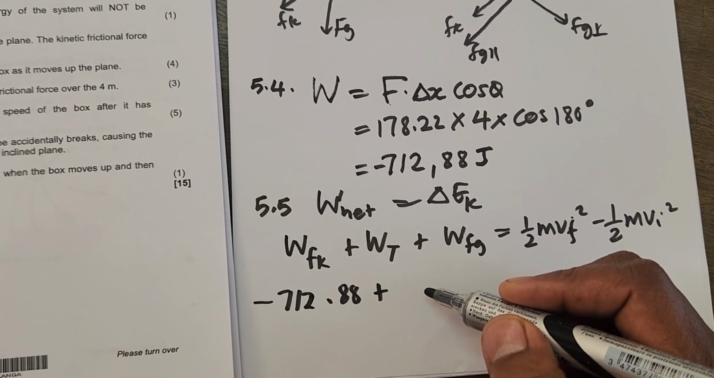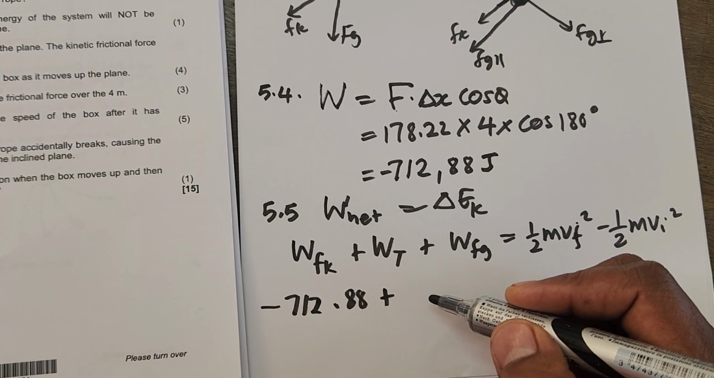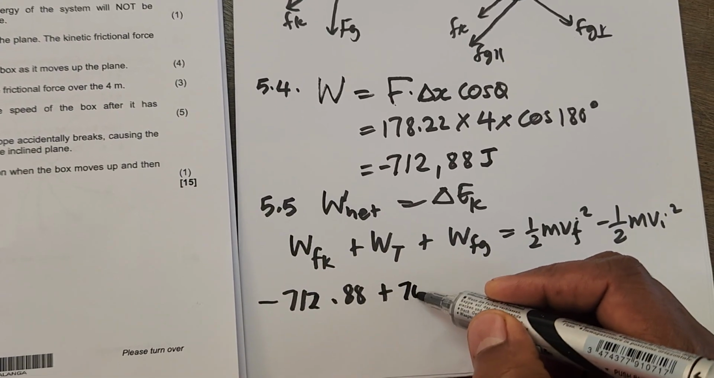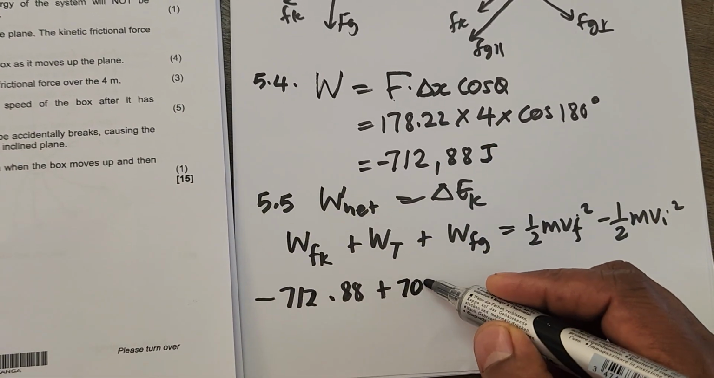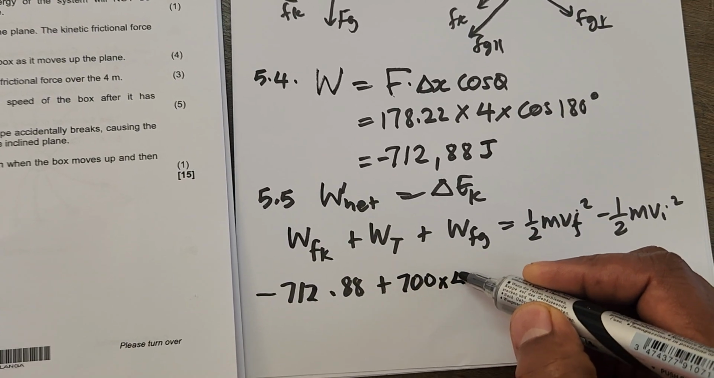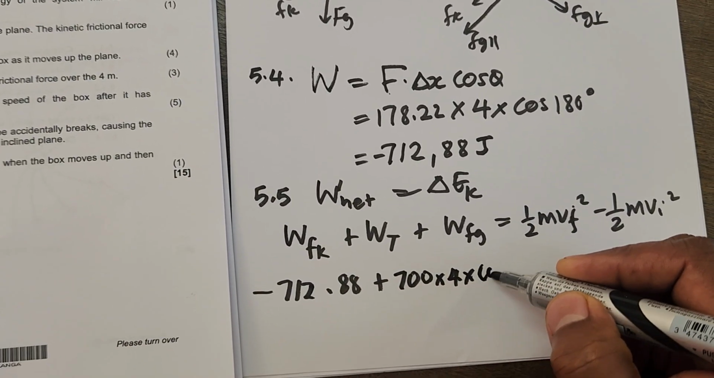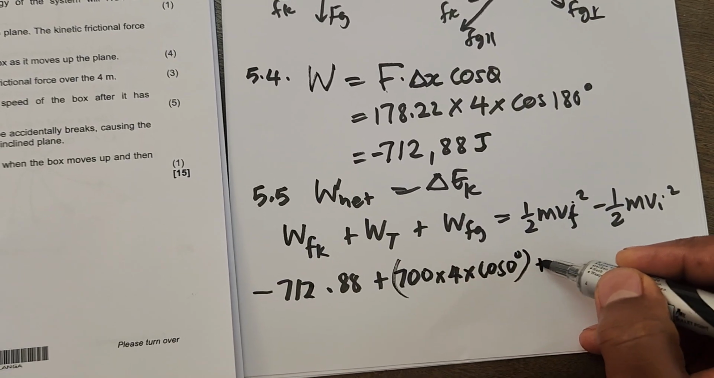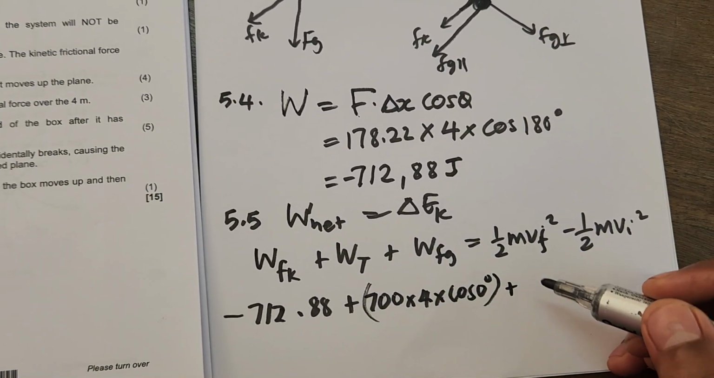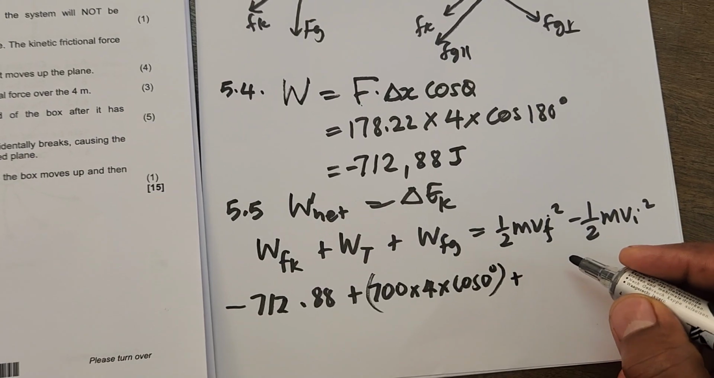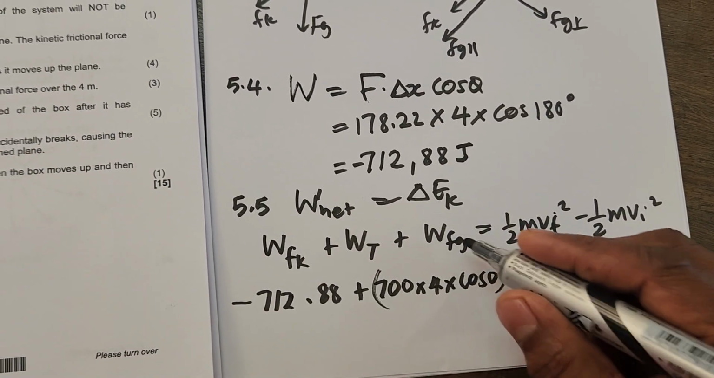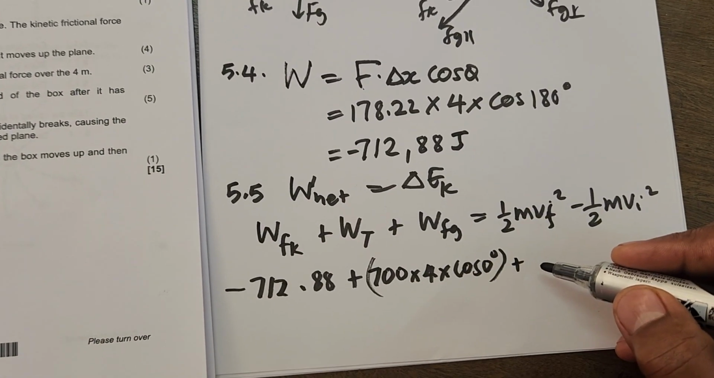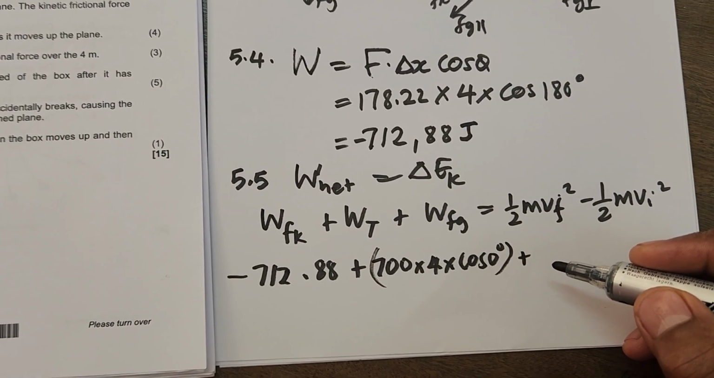We can calculate the work by tension. We know the tension is 700, therefore we'll have 700 for the force, and delta x is 4. Tension is doing positive work, so I will have cosine of 0 degrees. And then plus the work done by gravity, which in this case is mgh cos theta.